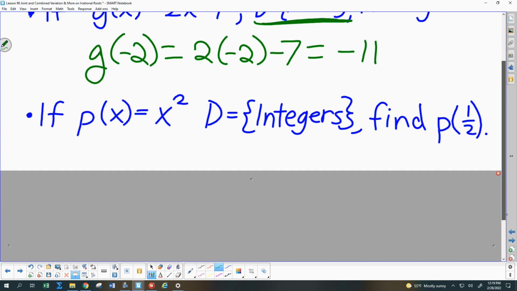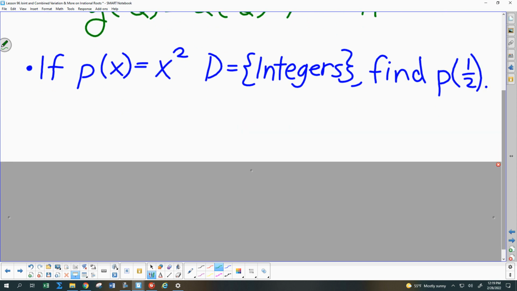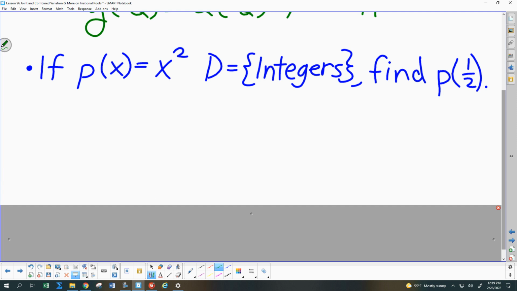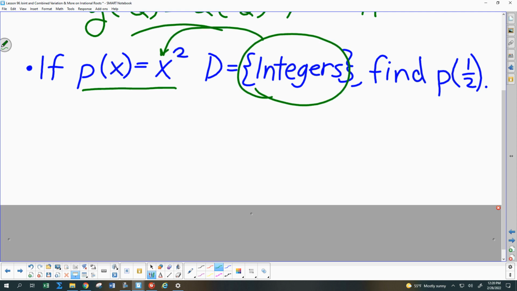Next one is a little bit different. P of x is x squared. Find p of a half. It says that is defined for any x that is an integer. So that's enough time to be done with this one. Who can tell me why that's enough time to be finished with this one? Why does that one go quickly? Let me say that again. This says we define p of x to be equal to x squared for any integer that we want to put in there.